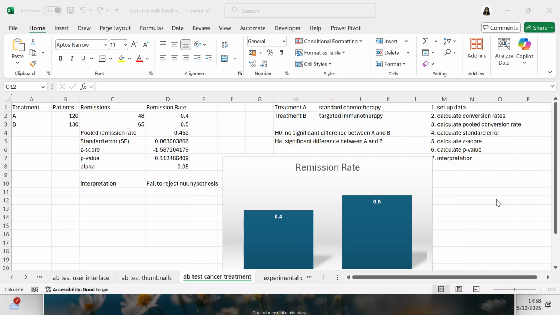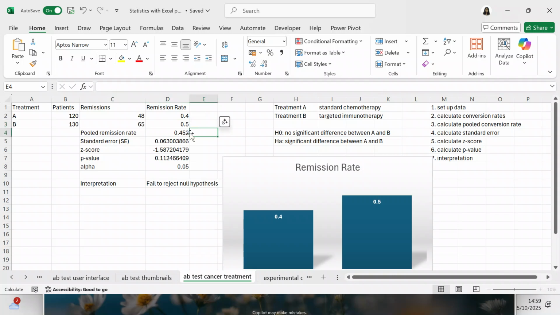So you've got treatment A, you have 120 patients, and 48 of them go into remission, which gives you a rate of 40%. You calculate that by 48 divided by 120, which gives you 40%. And then treatment B, which is the targeted immunotherapy, you have 130 patients and 65 remissions, and that's a 50% remission rate, calculated as C3 divided by B3.